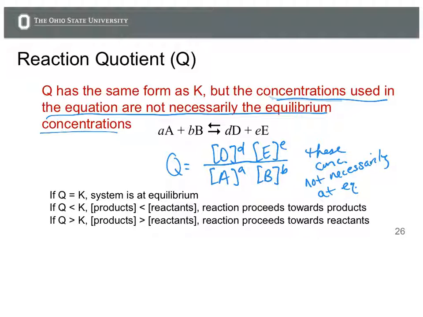So these concentrations that we include in here may not necessarily be at equilibrium. If we find when we calculate Q that Q is equal to K, then the reaction is at equilibrium. If Q is less than K, it means that the concentration of products is less than the concentration of reactants it should have at equilibrium. And so the reaction proceeds towards the product side, goes in the forward direction. But if Q is greater than K, it means the concentration of products is greater than the concentration of reactants that's predicted by K. So the reaction proceeds towards the reactant side.